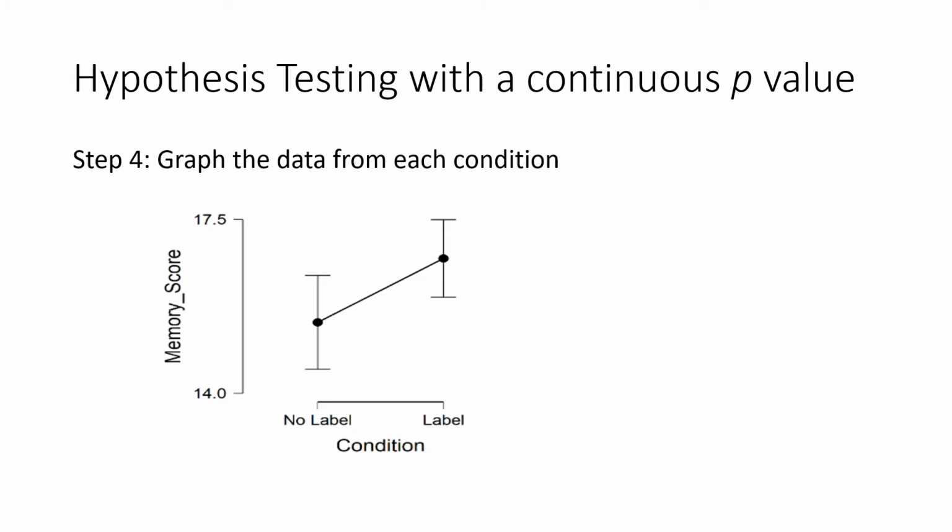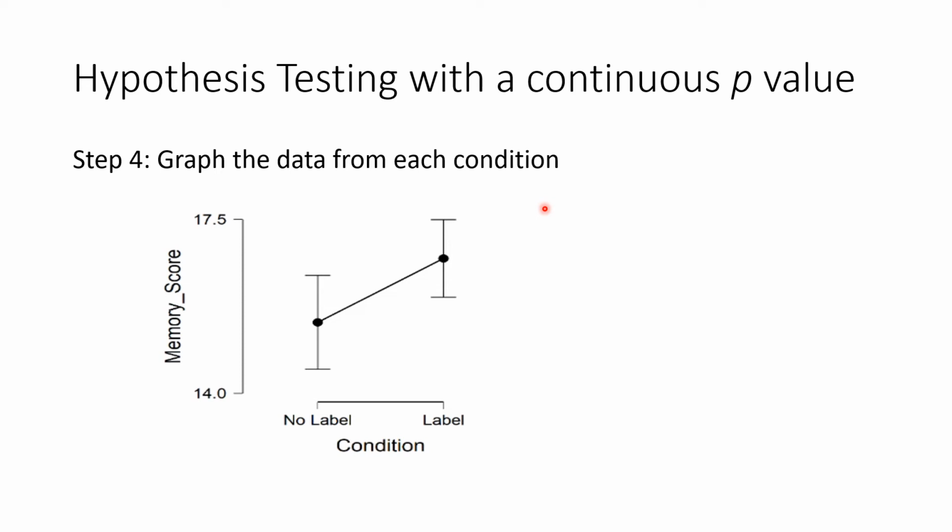The fourth step is to graph the data from each condition. In this case, you can see that the group that was given the verbal label recalled more simple line drawings than the group that was not. And this is helpful because when you go down to the next few steps, you know which direction the effect is going. You know that the evidence looks like it's leaning towards your scientific hypothesis in this case, because you predicted that this group would have a higher mean performance when it comes to memory score.